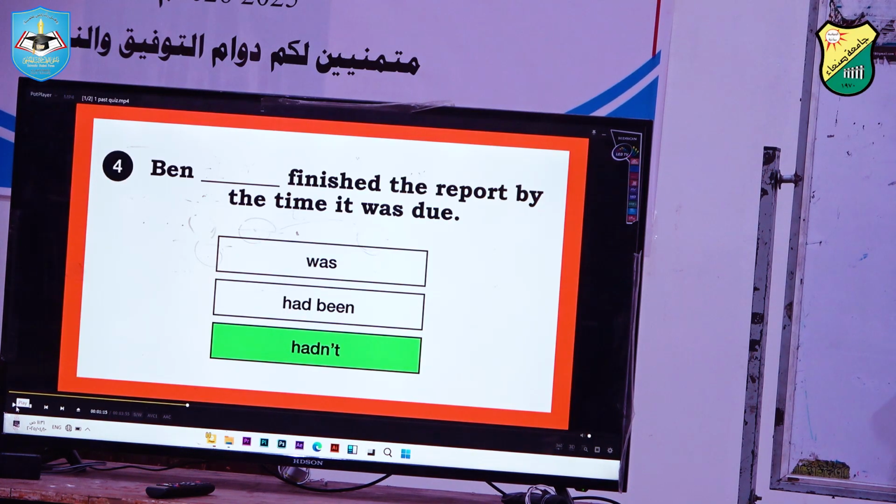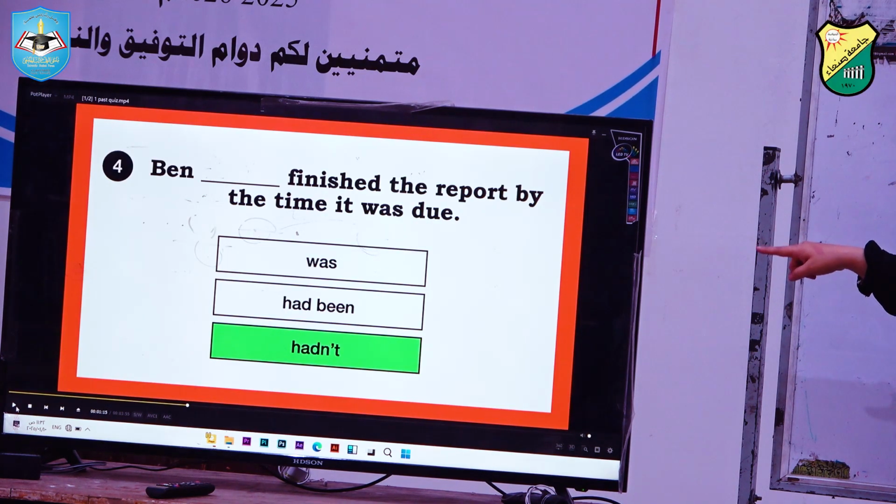Ben hadn't finished the report by the time it was due. So he hadn't finished. Of course, sometimes the answers are very clear, because now you have finished, so it is necessary to have have, has, had. So I have the word hadn't. This is the only answer.